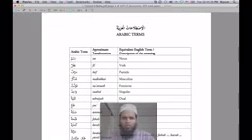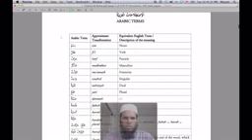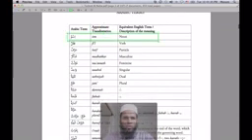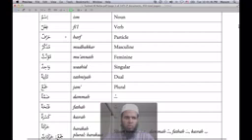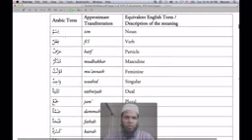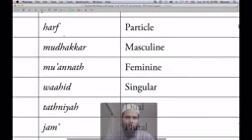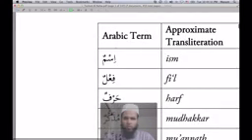Al-istilahatul arabiyyatu, Arabic terms. Arabic term on the left, and then approximate transliteration, and then you have the equivalent English term. Okay, number 1, ism, noun. And then this ism, let's pronounce it the way we should in the beginning. It's not really ism, it's ismun. Let me show you guys.